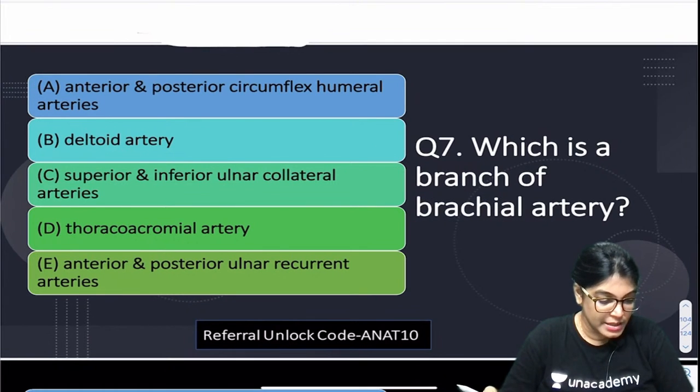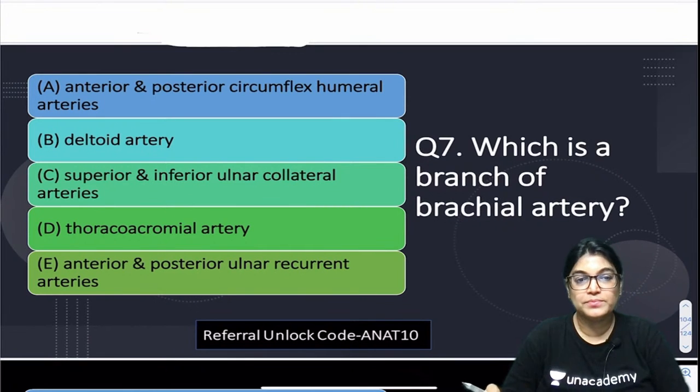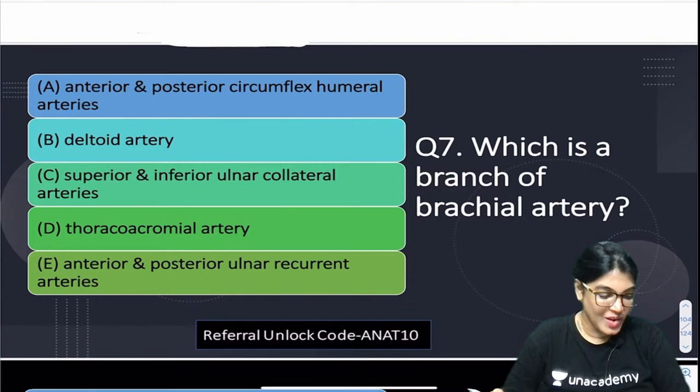Okay, Harish VP is telling now E. Okay. So, what about others? Kumaran is telling 7A, anterior posterior circumflex. So let me see who have marked it right. So I am waiting for few more options. Pooja is telling it's E. Okay. So mixed bundle of answers are coming up.